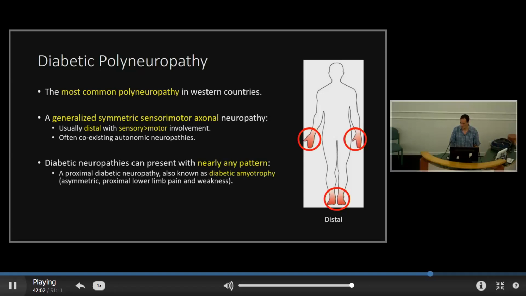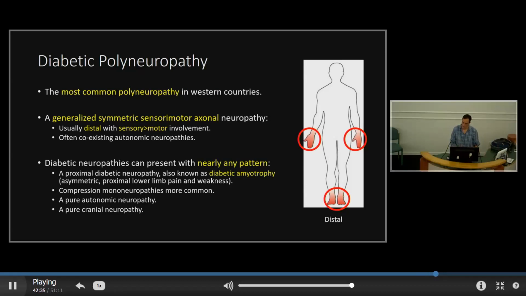Diabetes can give you almost any kind of neuropathy. There's one in particular that's good to know about, a proximal diabetic neuropathy, which is also known as diabetic amyotrophy. It's also known as a radiculoplexopathy. It actually hits a bit of the nerve root and the plexus too. So it presents with an asymmetric proximal lower limb pain and weakness. And it usually goes for one leg first, and then the other one might be involved days, weeks later.